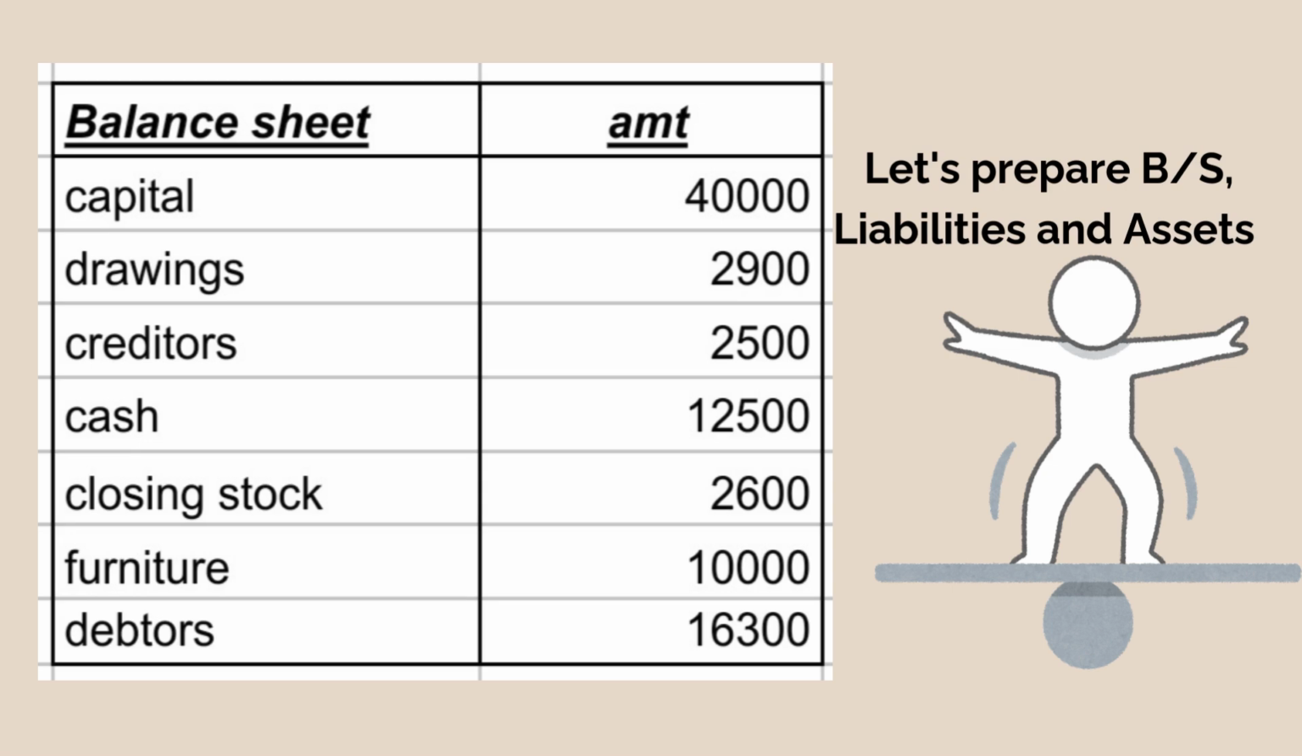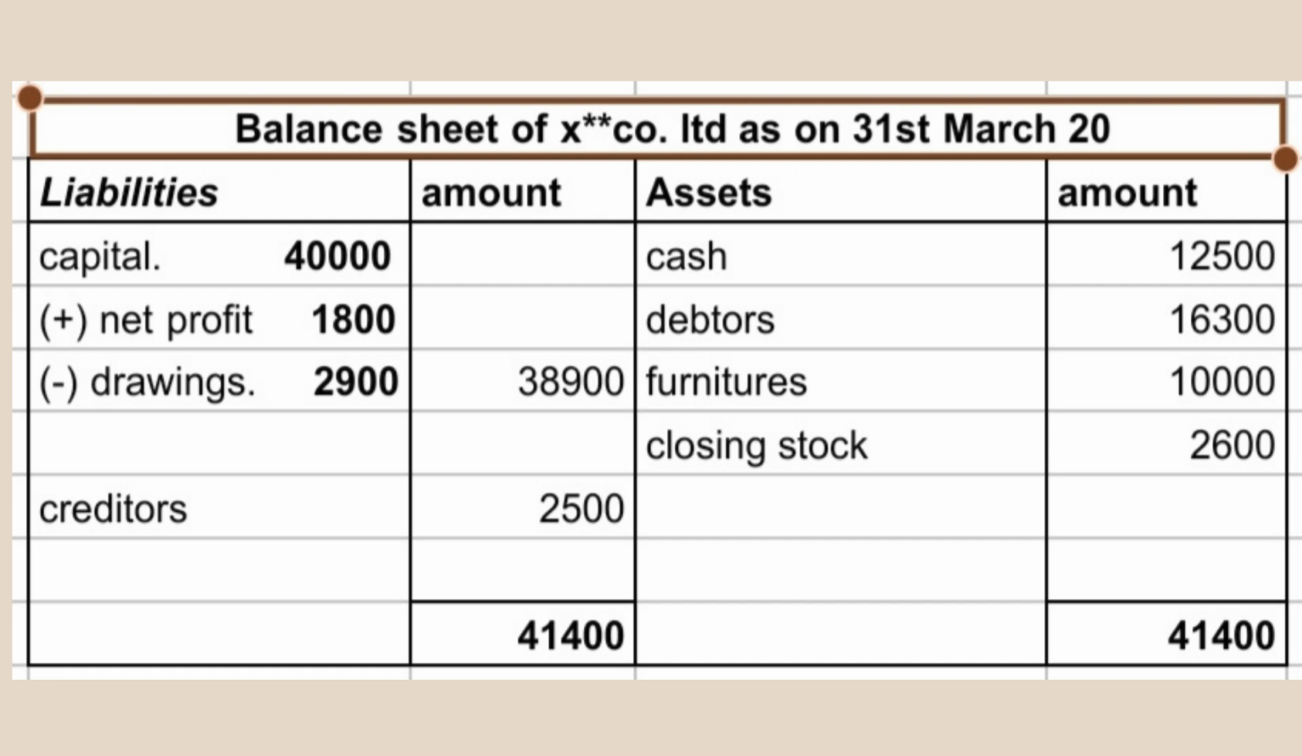Now let's prepare the balance sheet, liabilities and assets pro forma. Therefore, draw the pro forma with liabilities amount, assets amount, and write the heading Balance Sheet of XXX Company Limited as on 31st March 2020, or that particular year which is mentioned in the question. For the trading and P&L account you will write 'for the year ending' as the heading, but in the balance sheet you need to write 'as on' and the date. I hope it is clear.